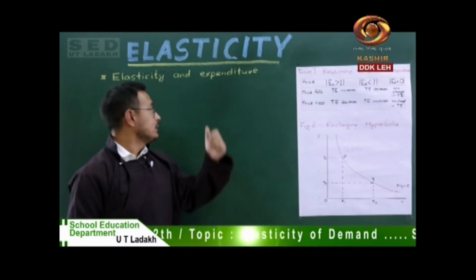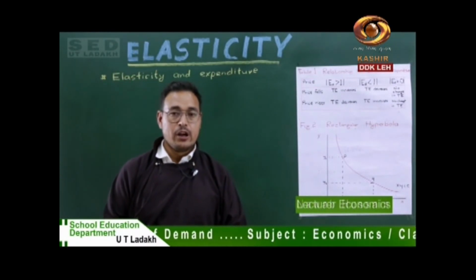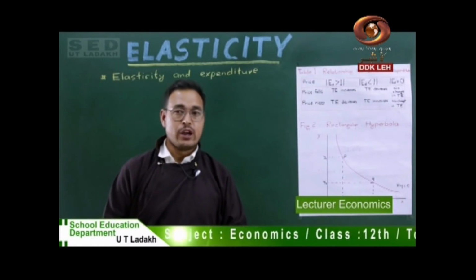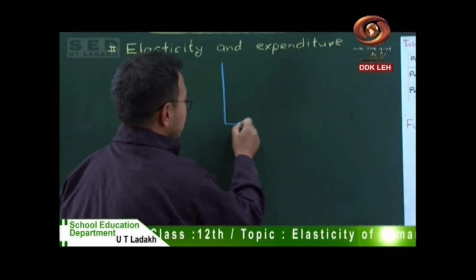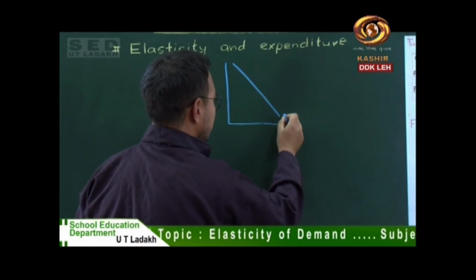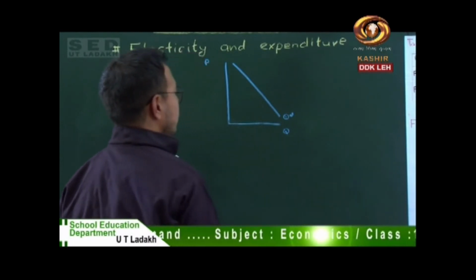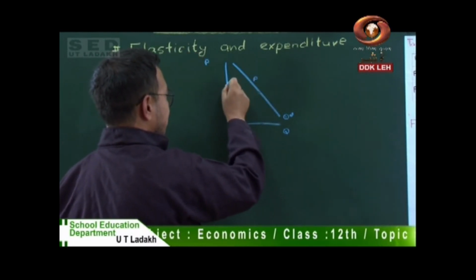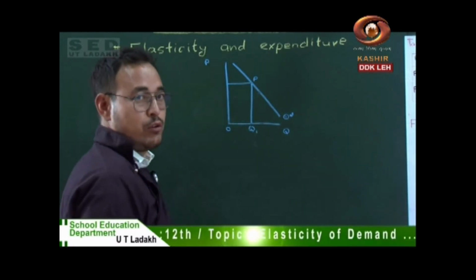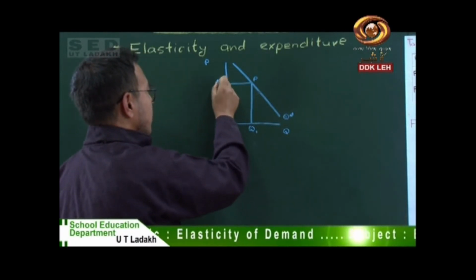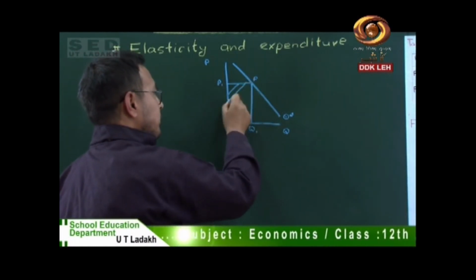So the last topic for today is the relationship between elasticity and expenditure. Expenditure is the total amount that you are spending on a particular commodity. Now if I draw a demand curve, say this is your demand curve QD, this is your P, and this is your Q. Say at a point, how much are you consuming? Suppose you are consuming Q1 of the good, and for each unit you have price P1, then your expenditure will be this entire area.